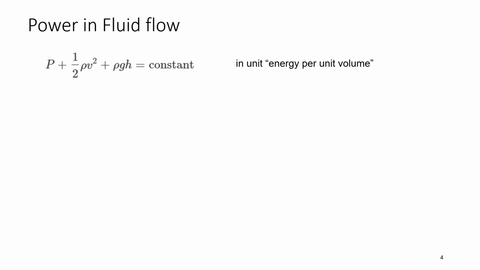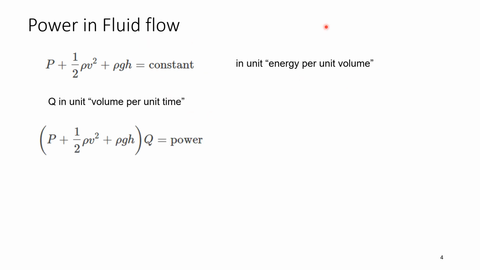Since in Bernoulli's equation, this constant has a unit of energy per unit volume, we can multiply it by flow rate, Q, which has the unit of volume per unit time, and then we can get a unit of power. You can see that each of these three terms has a clear physical meaning.